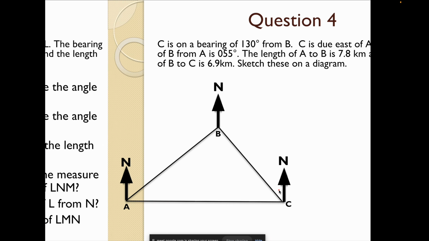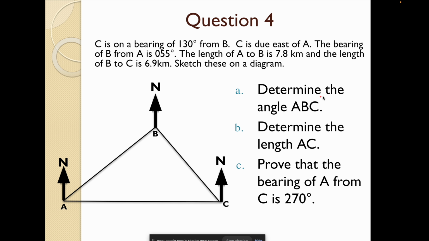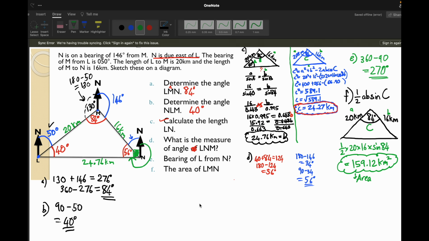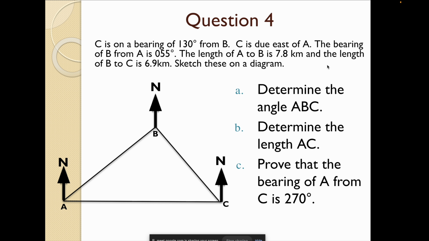We're going to try this one now. You're going to have to determine the angle ABC after you get all this sketched information, and then determine the length of AC, which is very straightforward, and prove that the bearing of A from C is 270. All you got to do for that last part is show your calculations to show that it's 270, similar to what we did earlier. So this is our last question, and then after we work on the activity for this.